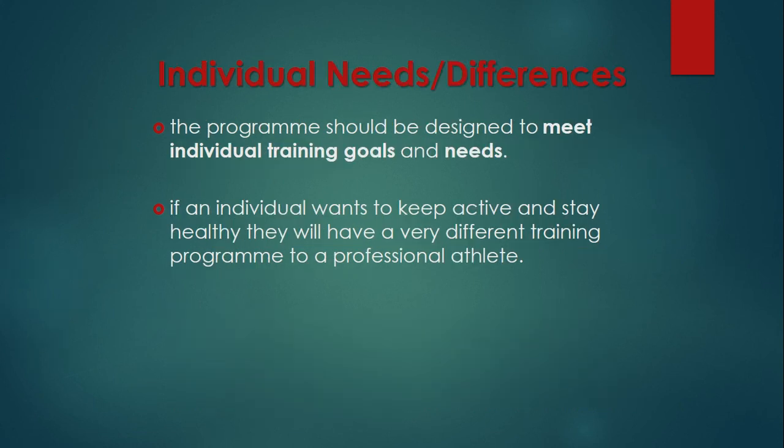Individual needs or differences. The program should meet the individual training goals and needs. So for example, a 10-year-old athlete, a 20-year-old athlete and a 50-year-old athlete, I would expect all to have three different types of training. All three would need different requirements. It might be that the 10-year-old is more flexible. They would have reduced aerobic capacity.